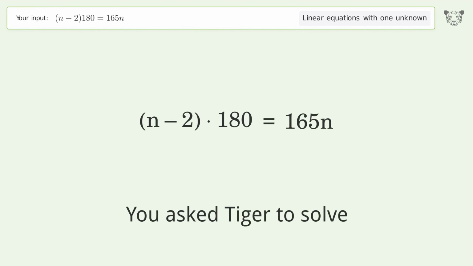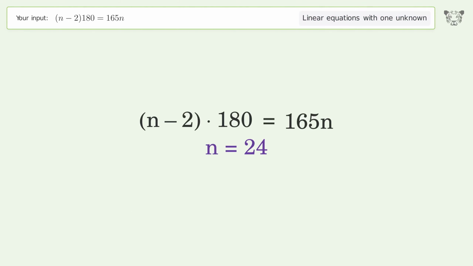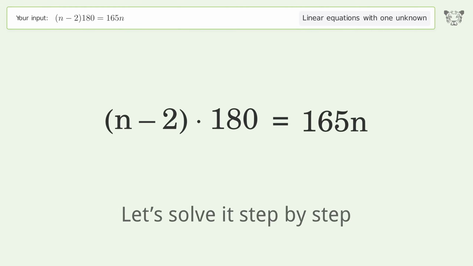You ask Tiger to solve this. It deals with linear equations with one unknown. The final result is n equals 24. Let's solve it step by step.